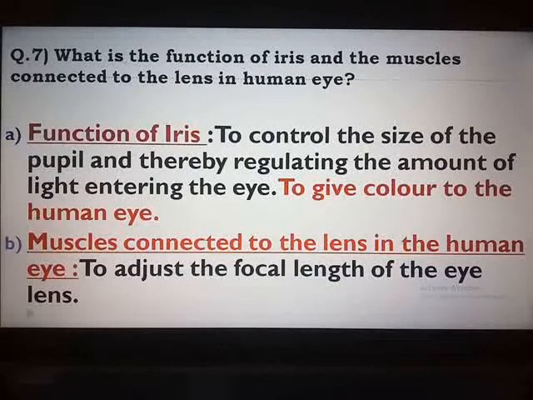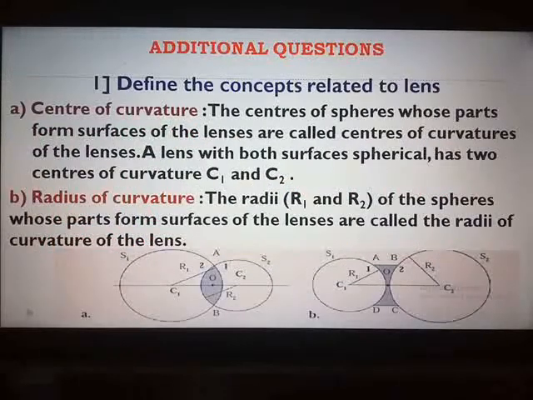If you see in the textual part, many important questions are not covered. So I have taken that under additional questions. Our first additional question is, define the various concepts related to lens. Definitions can be asked directly or they can be asked under MCQs. So the first one, go on marking very quickly, page number 81. All the definitions are given one below the other, so I will not waste much time. I hope you have copied the question.